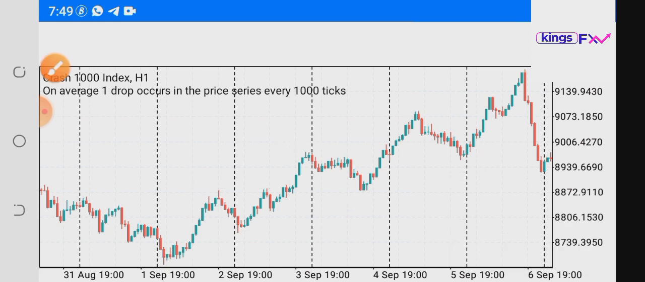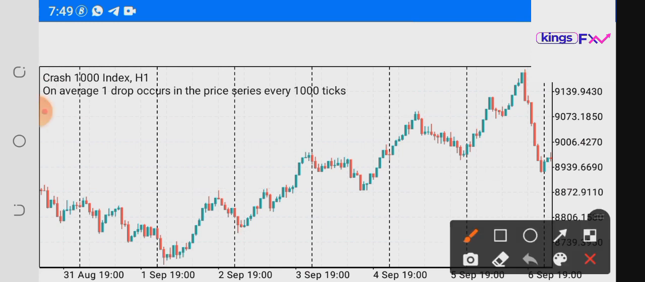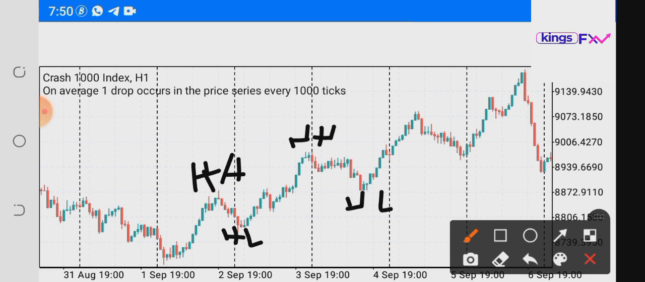So that means the price is making a high high, high low, because this is a high, right? High high, then you have high low, high high, high low, high high, high low, high high, high low. You see the price is making high high, high low, high high, high low, high high, high low.